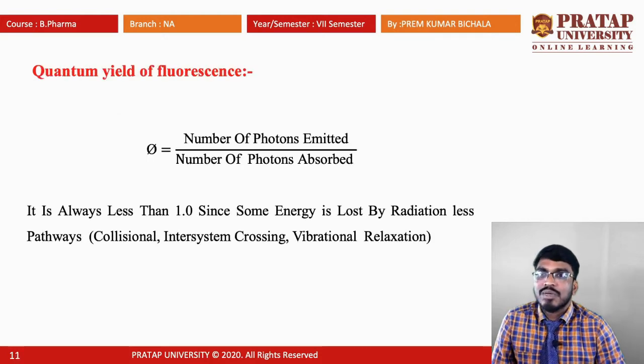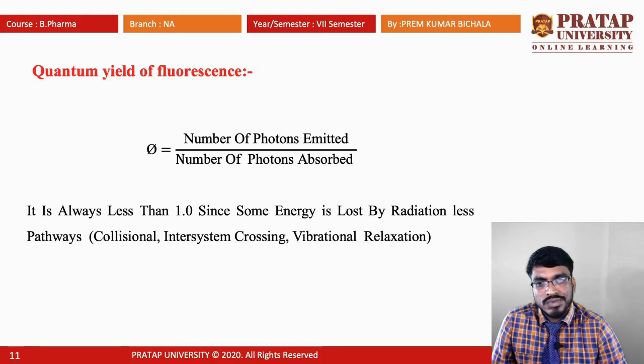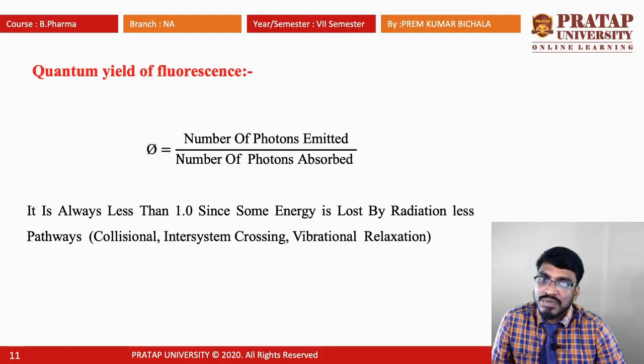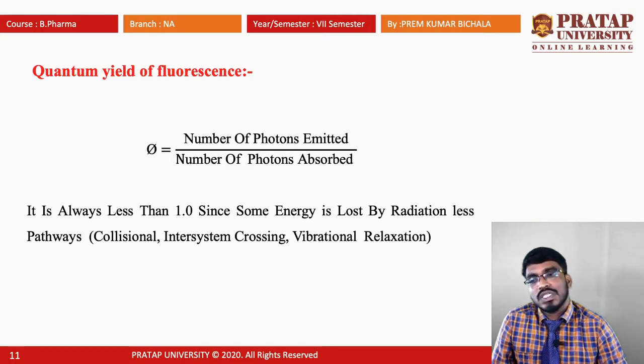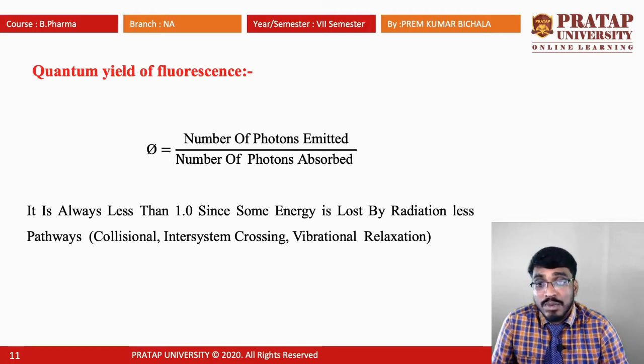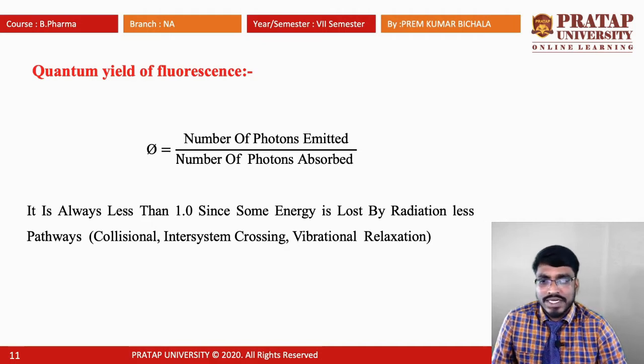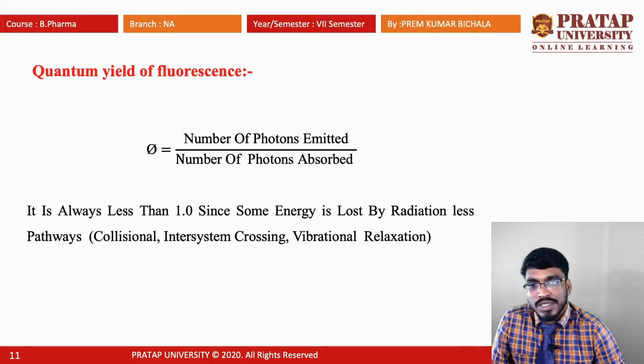The second one, quantum yield of fluorescence. The following equation may give proper detailed information about the quantum yield of fluorescence. So eta is proportional to the number of photons emitted divided by the number of photons absorbed. It is always less than 1.0, since some energy is lost by non-radiative pathways like collisional deactivation, intersystem crossing, and vibrational relaxation. In this type of process, we can observe quantum yield.